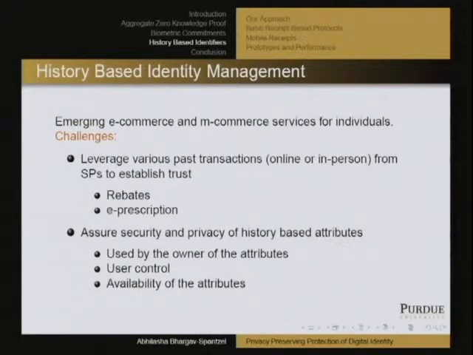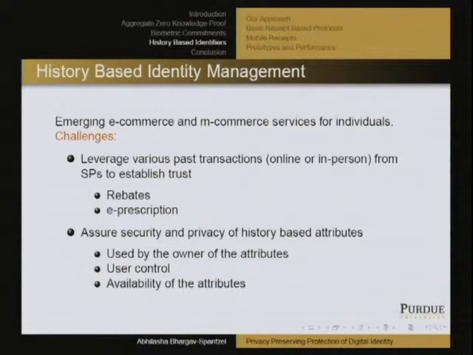So the security challenges here is to be able to leverage these past transactions, either online or in person, as I just mentioned, to be able to establish trust with all this information. So you could use it for rebates, e-prescription, but then we also want some security and privacy properties to hold. In that, we want to make sure that the person who's claiming these history-based attributes is the owner of these. So I don't steal all the nice information that you have and present myself as the person who did all this. Another thing is that this information should be in control, especially in cases of mobile devices. It's maybe easier to capture this information and somebody can potentially misuse it. So we want to make sure of that.